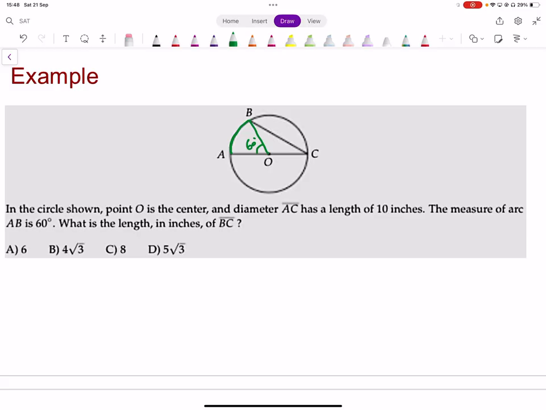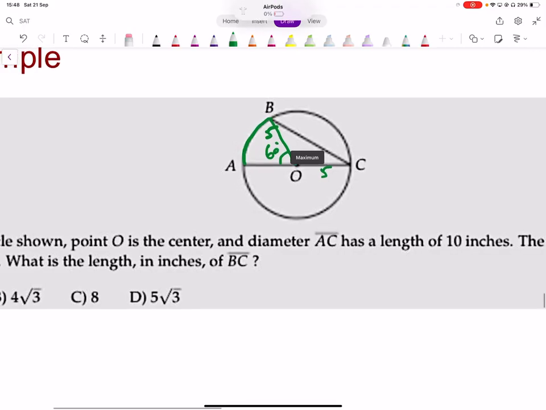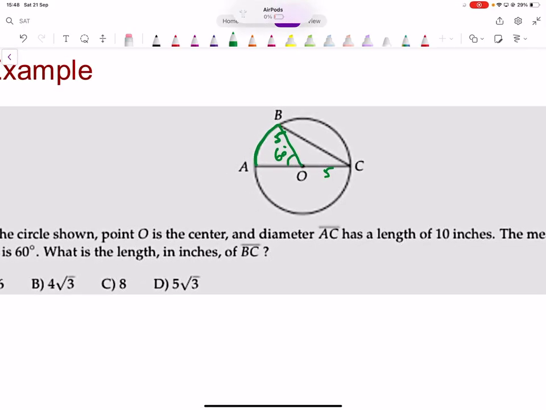Now, what's the length of BC? How do you figure that out? What else are we given? AC is 10. That means the radius is 5. This is 5. This is 5. And that's all the information that we have. What's the length BC now? One idea is we say this angle is 120 and then use cosine rule.